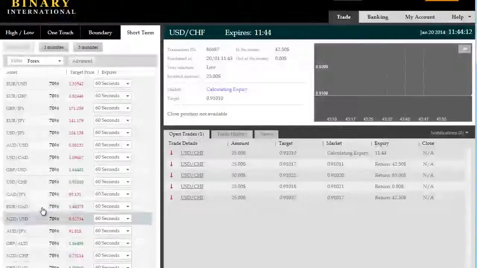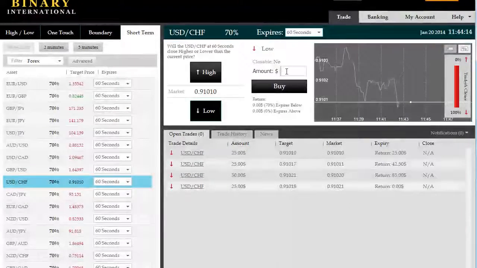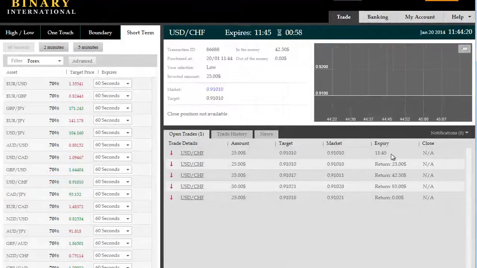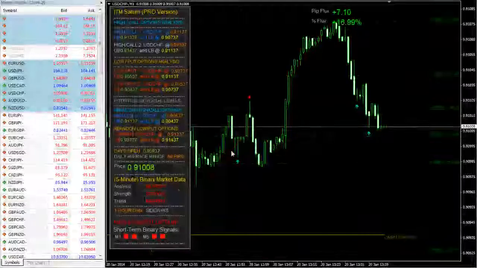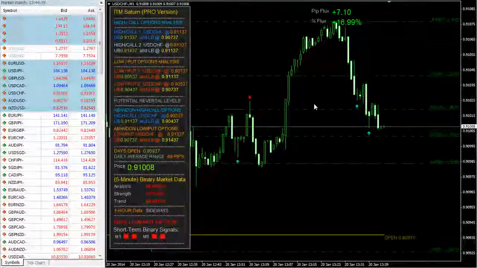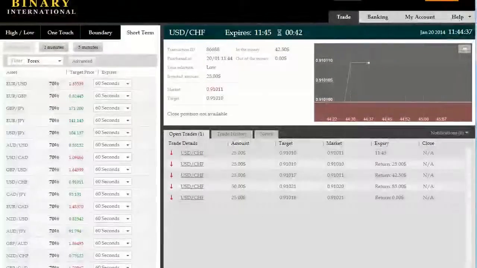We're now looking at 100% low put option probability, going for yet another short trade on the US dollar Swiss franc, $25 buying in, and we did in fact expire in the money on that trade since the market reversed in our favor just in time. So we now have 5 trades and 4 winners, and we're short again on the US dollar Swiss franc according to ITM Saturn Pro's 100% low put option probability signal right there.